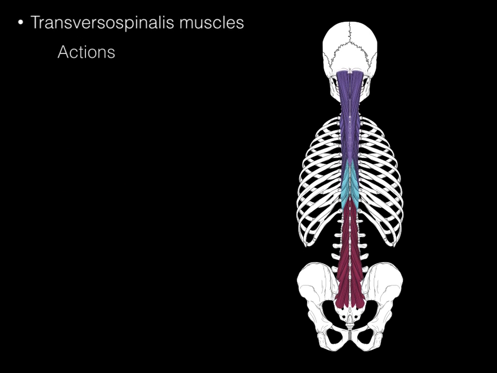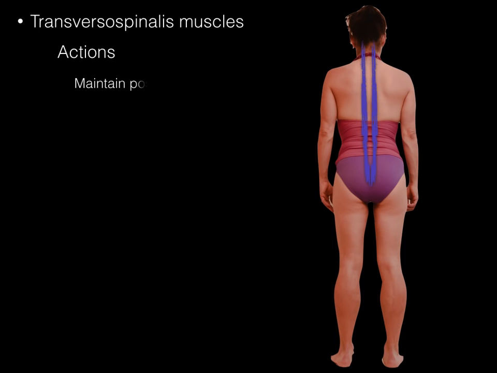And what are the actions of these muscles? Now, a lot of textbooks talk about rotation and so forth and some vertebral extension. I'm sure they have some of that, but clinically you're not going to see a whole lot from them. Their primary action is maintaining posture, working alongside the erector spinae, and they also have some proprioception fibers as well, to know where your vertebral column is in space.